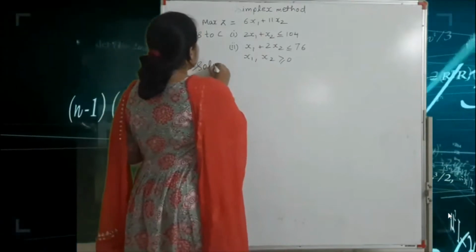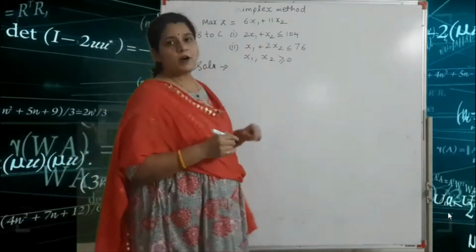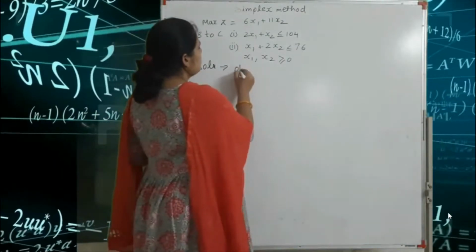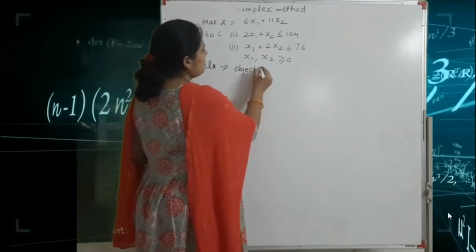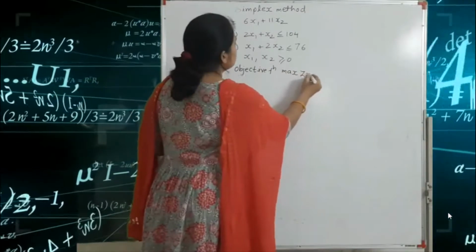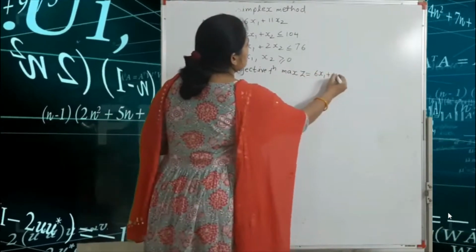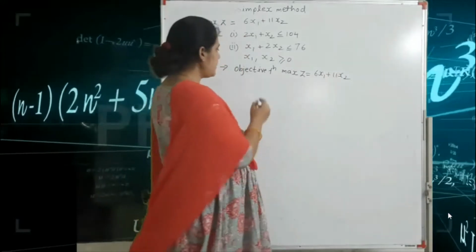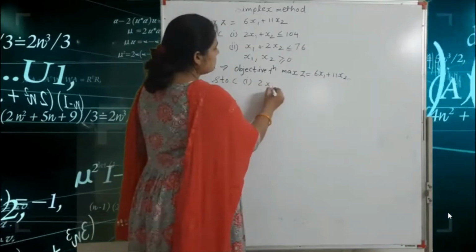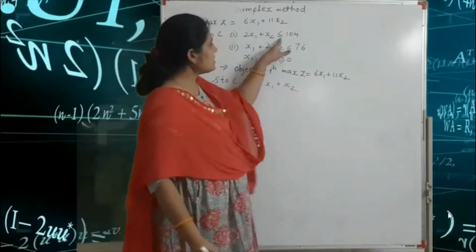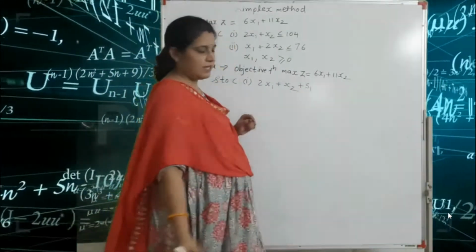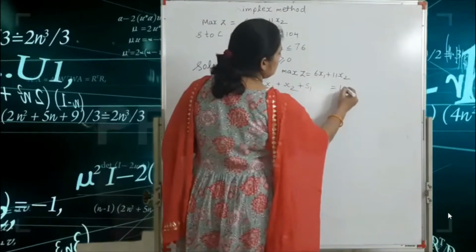First, we need some modification according to the subject to constraint equations. So first you write the objective function: maximize z is equal to 6x1 plus 11x2. Constraint equation number 1 is 2x1 plus x2. This is the less than equal to type inequality, so we write here the s1 slack variable is equal to 104.